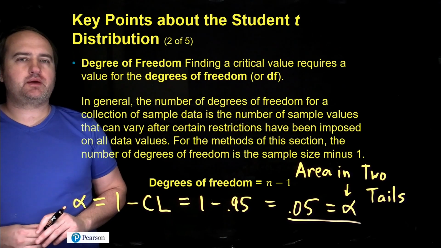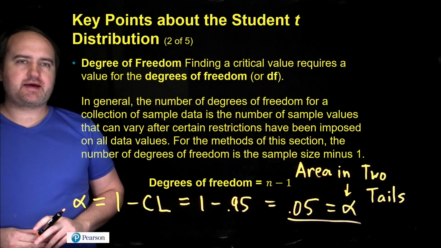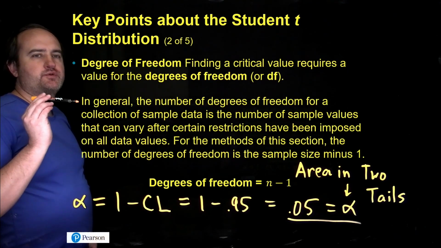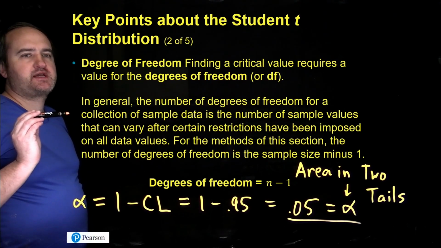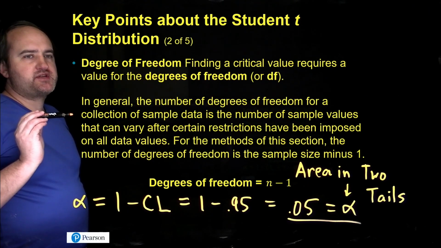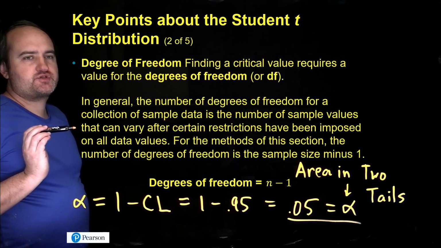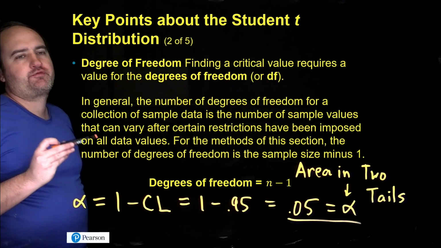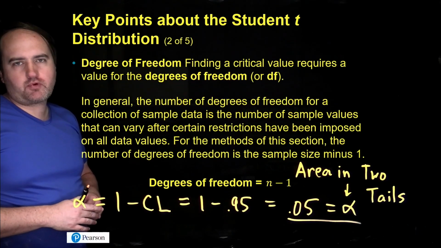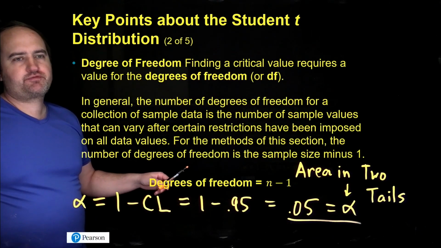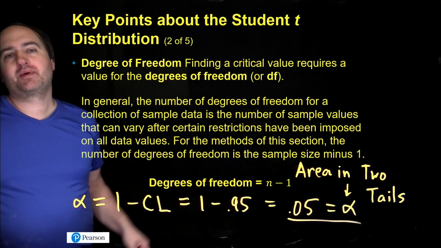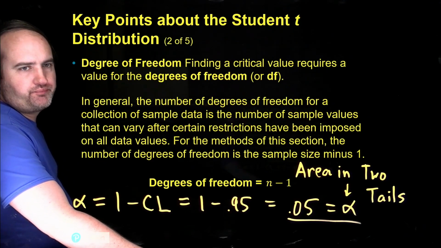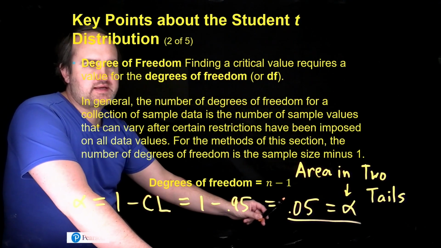Degrees of freedom, like we said, that's n minus 1. And in general, the number of degrees of freedom for a collection of sample data values is the number of sample values that can vary after certain restrictions have been imposed on all data values. All right, so for us in our class, all you really need to remember is that the degrees of freedom is the sample size n minus 1. Okay, so that's not too bad. So df equals n minus 1.